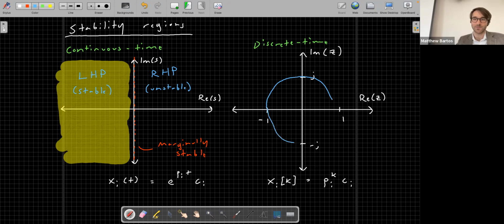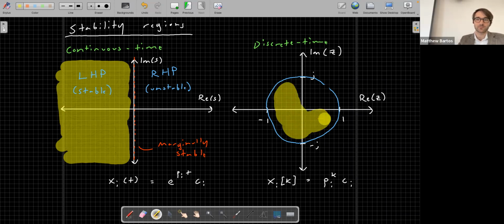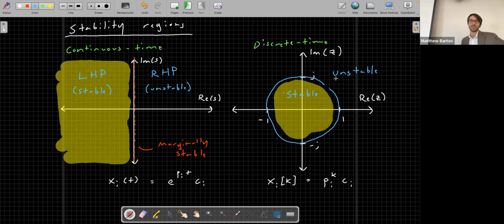Yikes. I am really not great at drawing circles here, but here we go. All right, and we're going to shade this in. So for discrete time systems, the region of stability is the unit circle. Everything outside, everything the light touches is unstable.